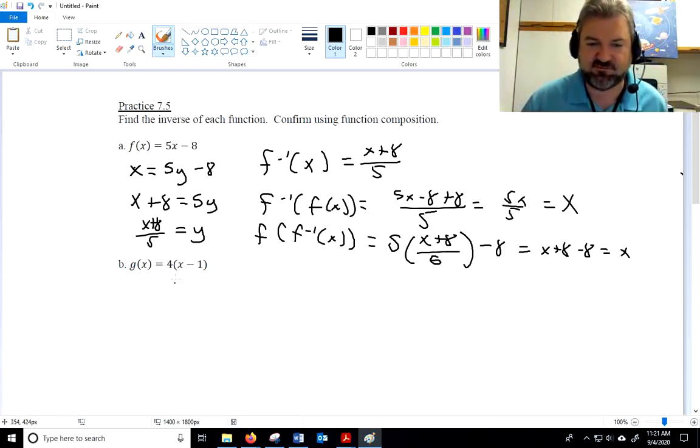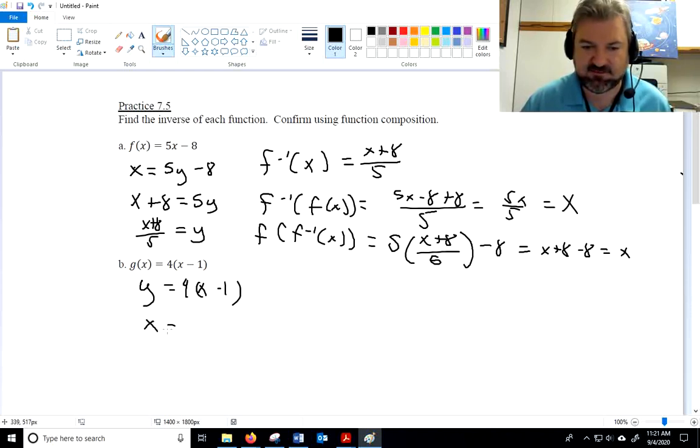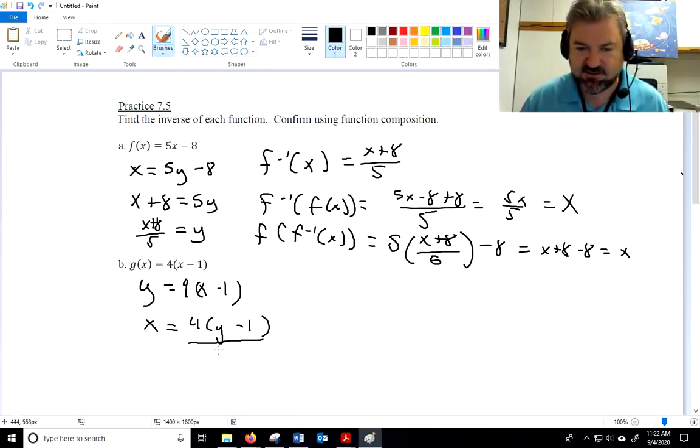I've got g of x equals 4 times x minus 1. So this is my y, and that's my x. So I need to flip-flop them, making this x equals 4 times y minus 1. And I'll solve for y. I am going to divide both sides by 4 first, I think. Actually, as long as it's factored out like that, I can do that.